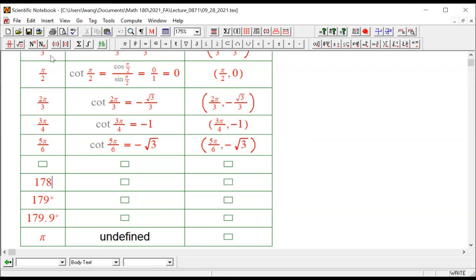178 degrees. Okay, maybe 175 degrees. They're not special angles, but they all have a cotangent value, and you're going to work these cotangents out. 175 degrees. Are you guys doing that? Do these groundwork. I promise you, you're going to benefit.